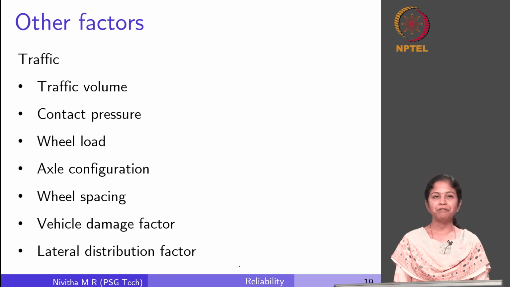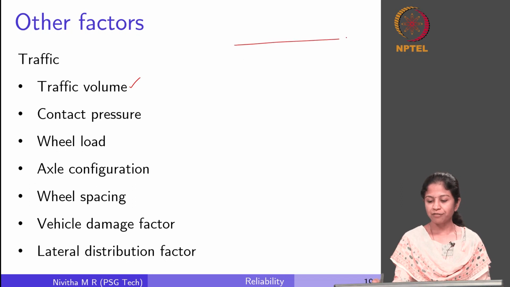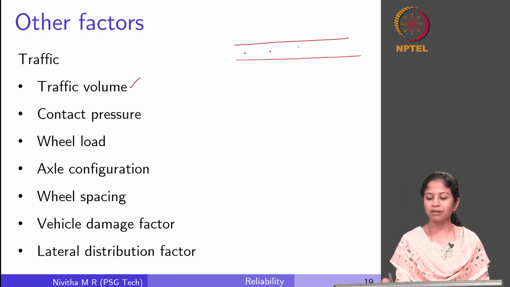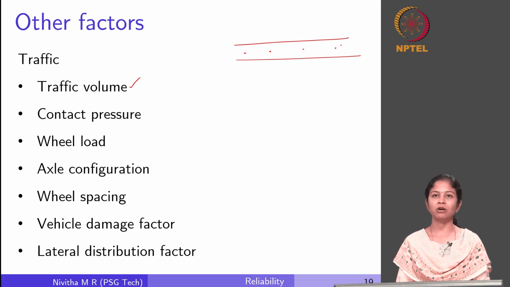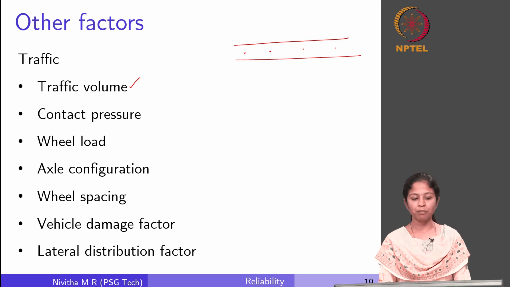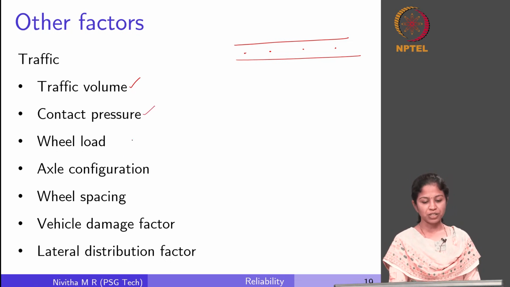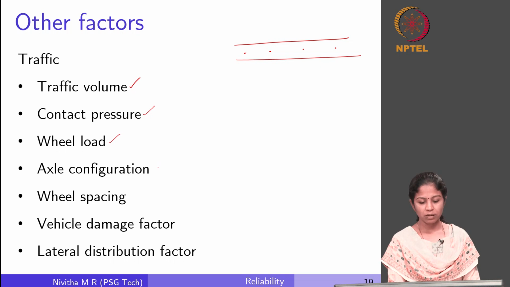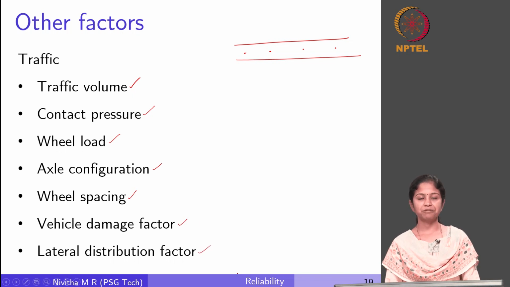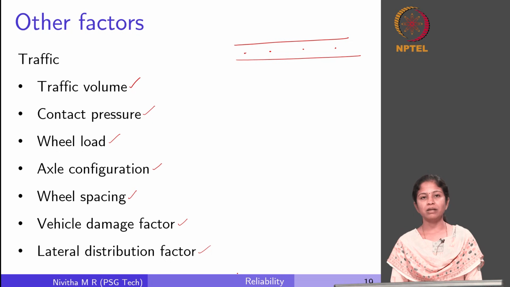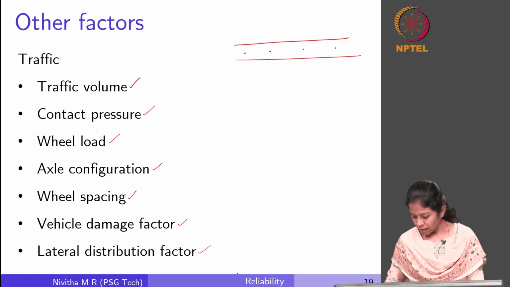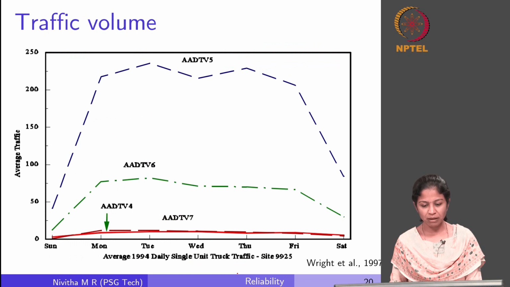Now, if we look at other traffic parameters like we discussed earlier, we have traffic volume. So, again if I do a spot speed study at different locations, we might have variability, especially if you use a sampling methodology rather than surveying the entire population. Similarly, contact pressure, wheel load, axle configuration, right, the spacing between the wheels, vehicle damage factor, the lateral distribution factor. So, like that there are many parameters with respect to traffic also. Subsequently, we will see 2 or 3 parameters.